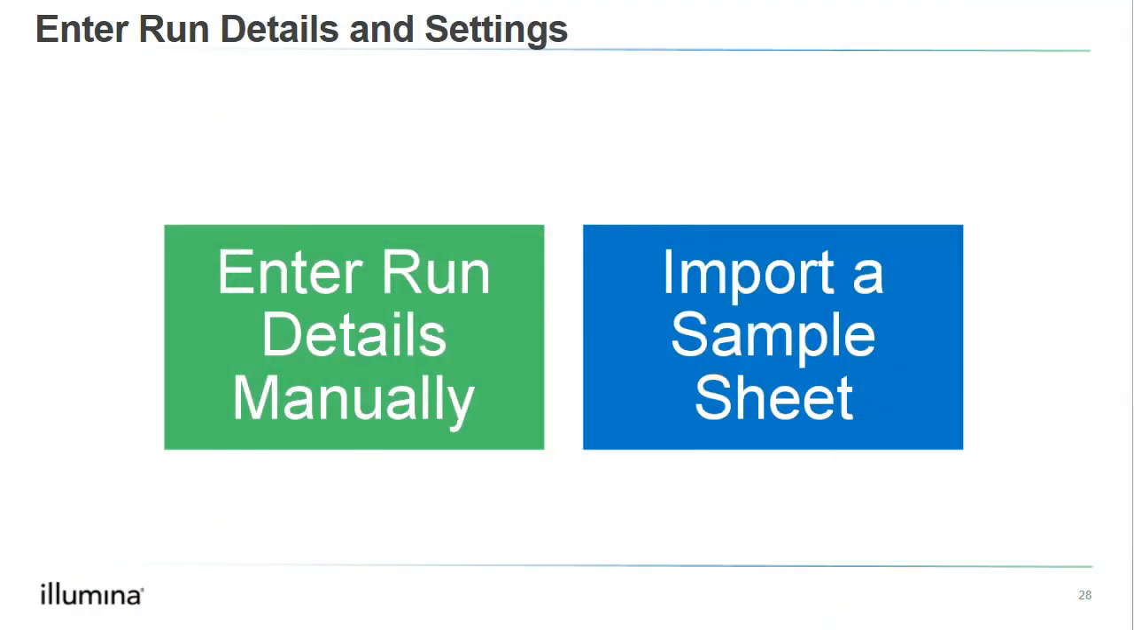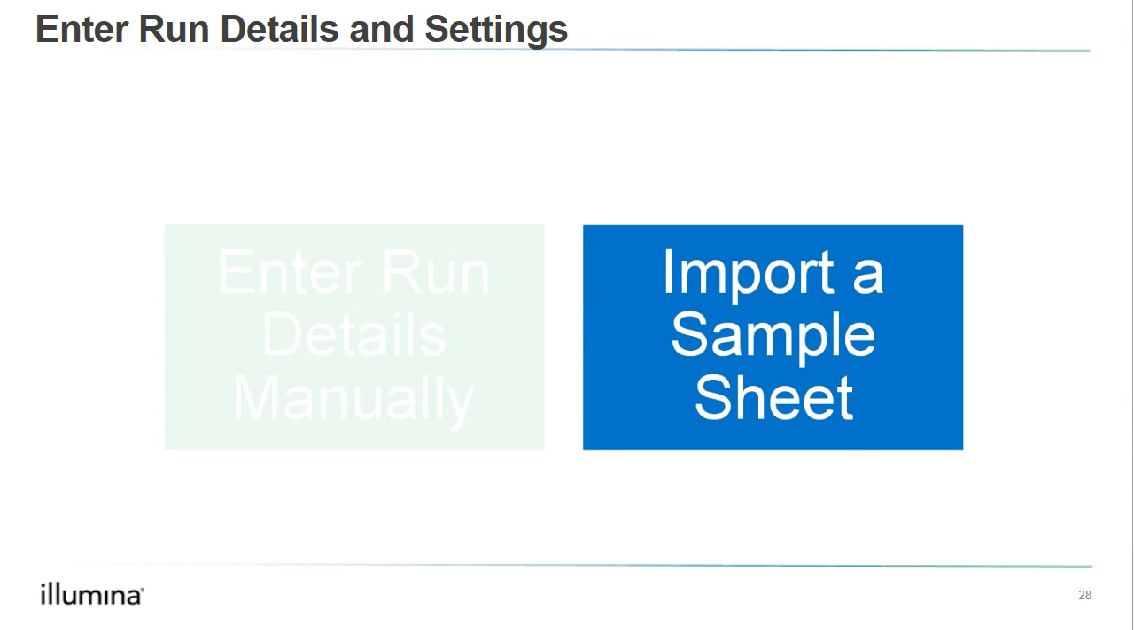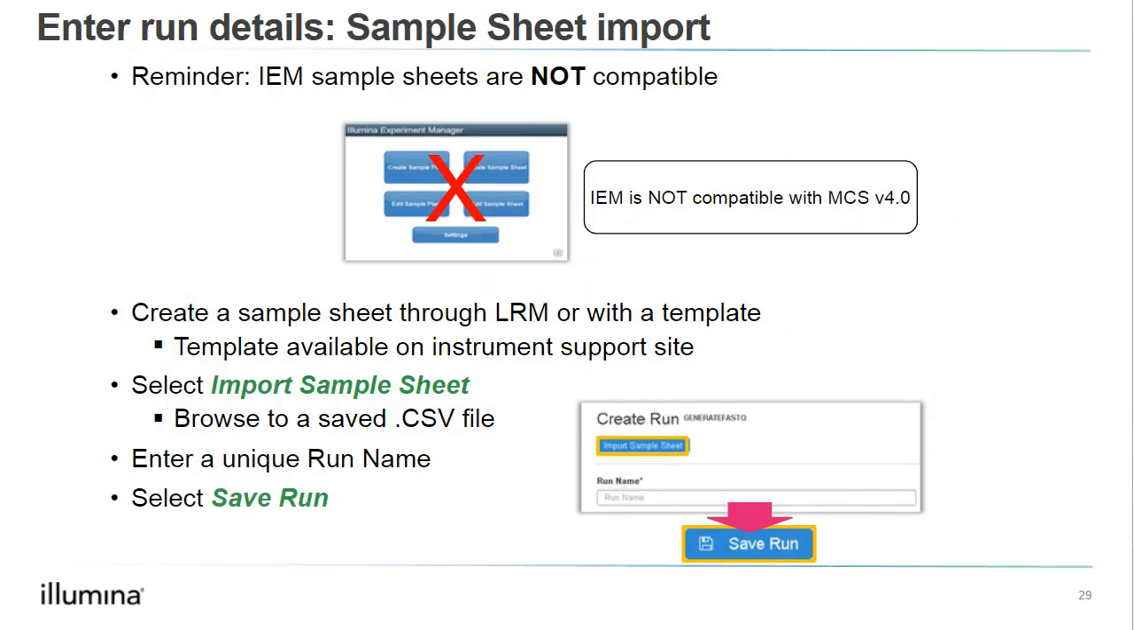That was how you would set this up manually. Note that you can also add multiple rows, and if you have, say, a spreadsheet with your sample and index information ready, you can copy and paste. If you have a sample sheet, again, a Local Run Manager formatted sample sheet, you can use that to import your information. We mentioned a few slides ago, but I'll remind you again, IEM sample sheets are not compatible with MCS version 4 and Local Run Manager version 3.